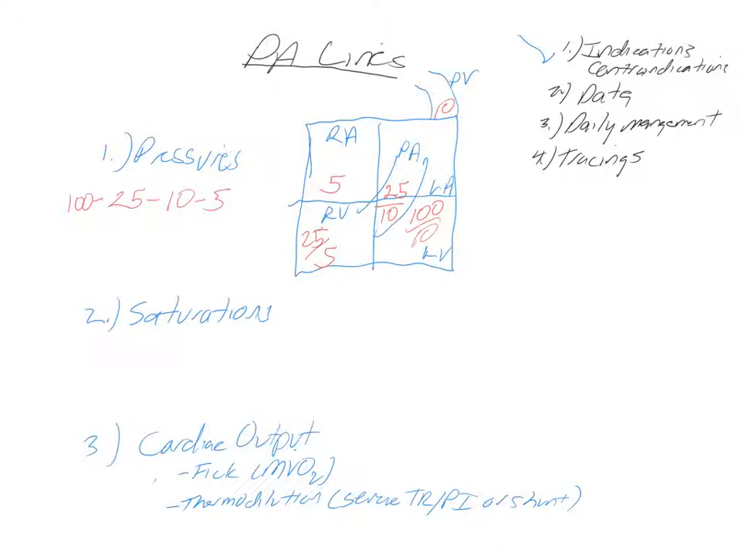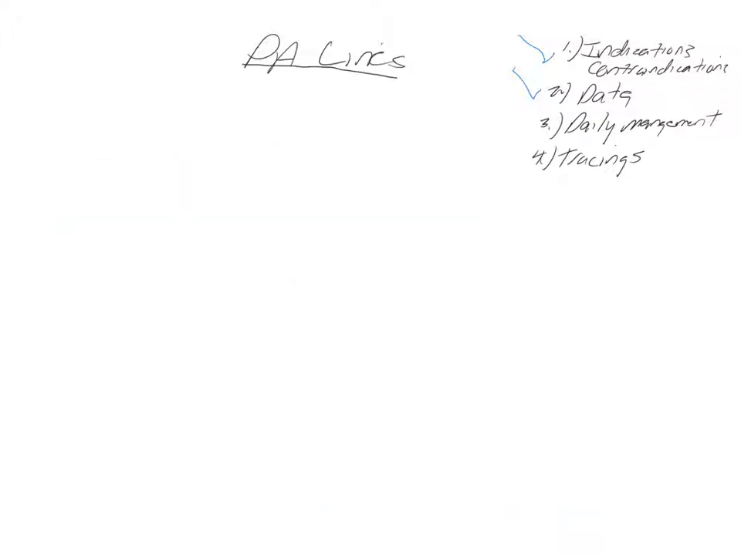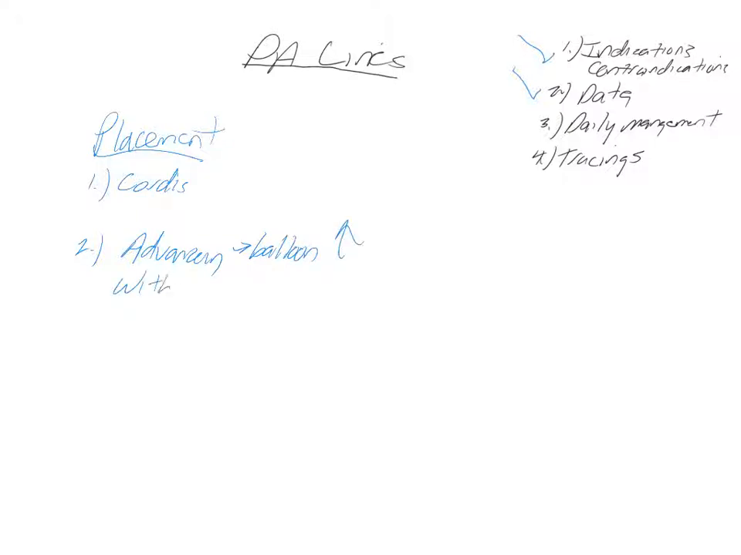We've now reviewed the data that pulmonary artery catheters are able to provide. Now let's move on to placement and daily management of a patient with a PA line. Placement is quite simple. First off, it requires the placement of a cordis and the technique and risks associated with that. And the second is flotation of the PA line. The principle in flotation really depends on two things. One is if you're advancing the PA line, the balloon tip must be up, and if you're withdrawing, the balloon must be down.